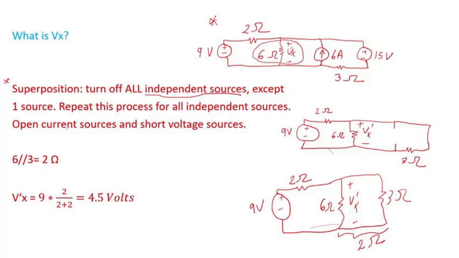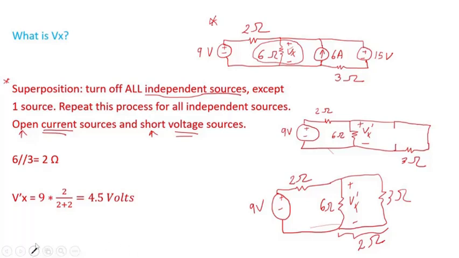You leave one independent source, and you calculate that voltage. And you do that for all the independent sources. I'll go through this example. For current sources, basically you open them, and for voltage sources, you short them. So I'll show how to do that.